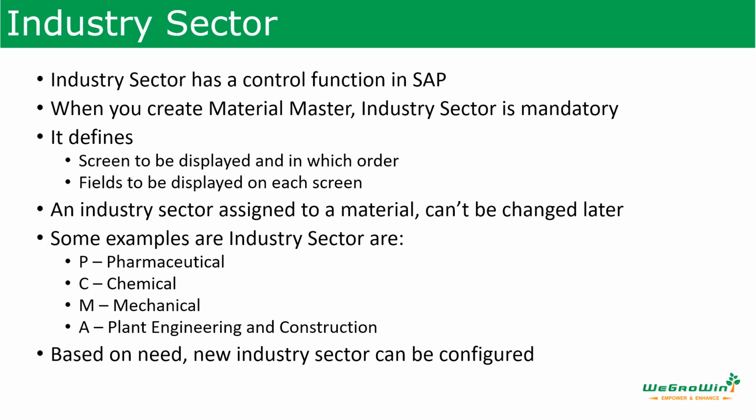Some examples of the industry sectors are P pharmaceutical, C chemical, M mechanical, A plant engineering and construction. Based on the need, a new industry sector can be configured, but it is strongly suggested to use the standard industry sector given by SAP.